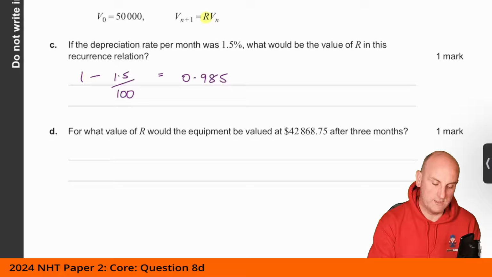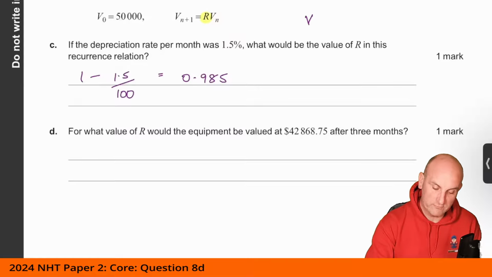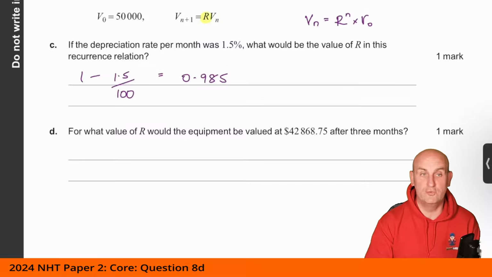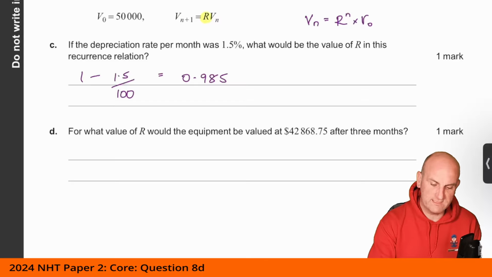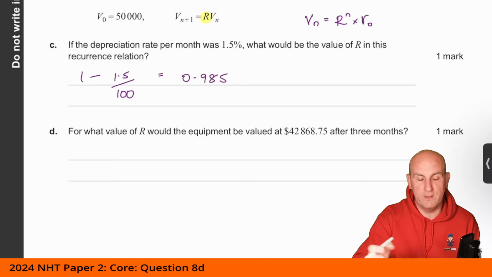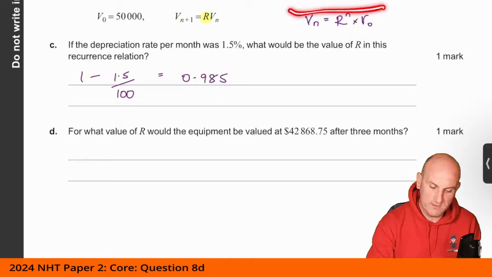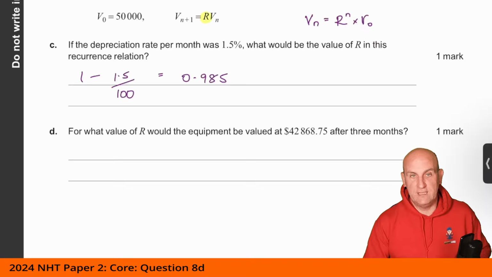I know my initial value, and I know that my recurrence relationship, if I wanted to write it in another way, would be V of n equals R to the power of n times V0. This is the rule, all right? At the moment, this is a recurrence relationship, which I could do line by line and repeat, but actually it probably makes life easier to be a rule.